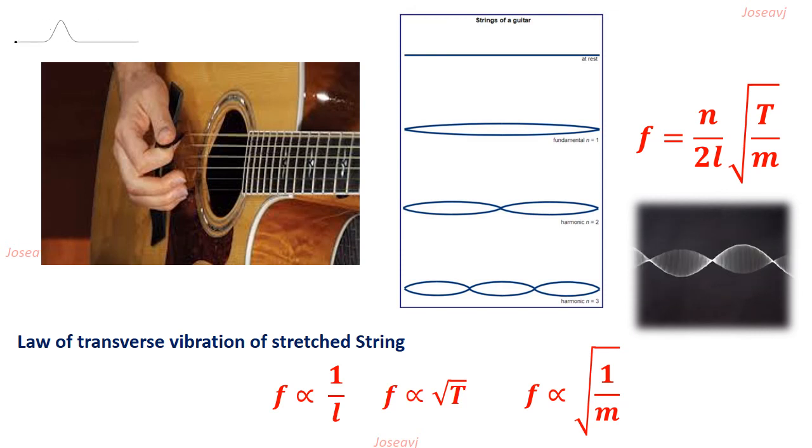When m changes, the frequency also changes. The first string is thick, therefore it will produce a sound which is different from the sound produced by the last string, which is thin. Change in tension will also change the frequency. So we can state the 3 laws of transverse vibration of a stretched string: frequency proportional to 1 by L, frequency proportional to root T, and frequency proportional to 1 by root m.